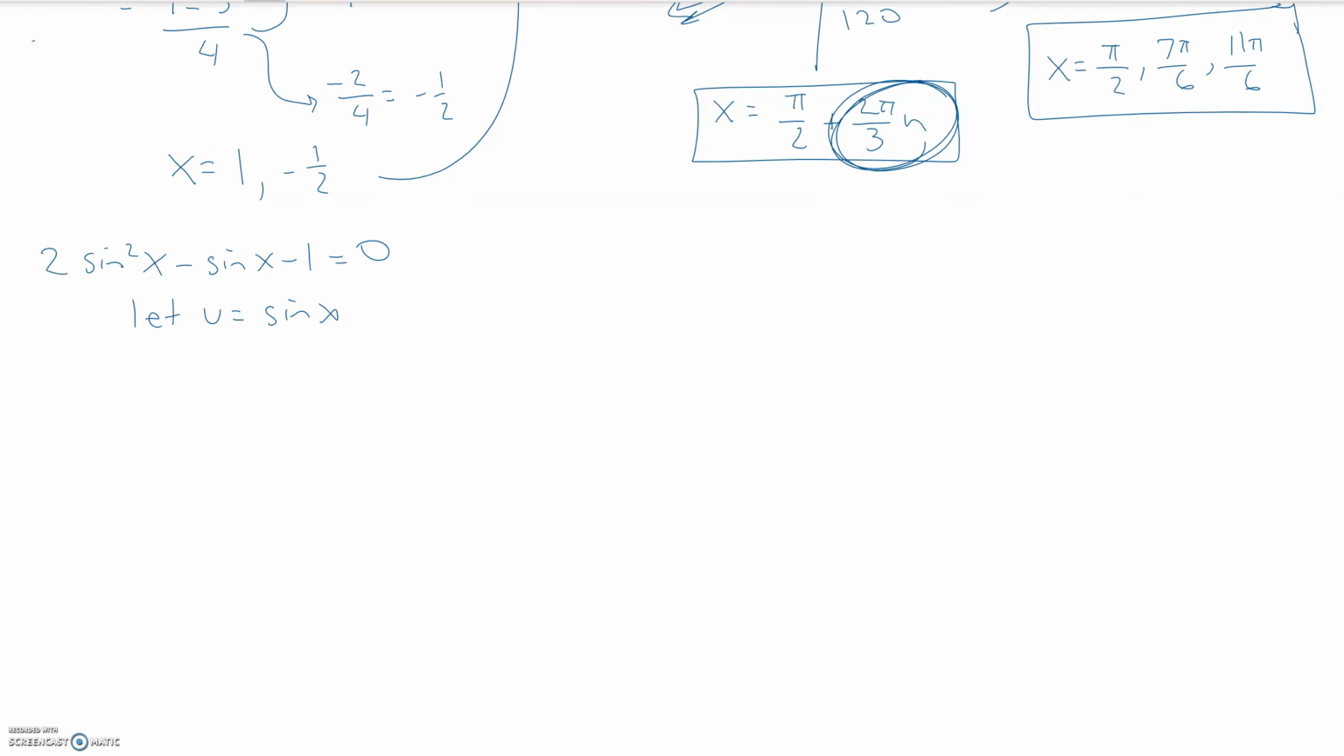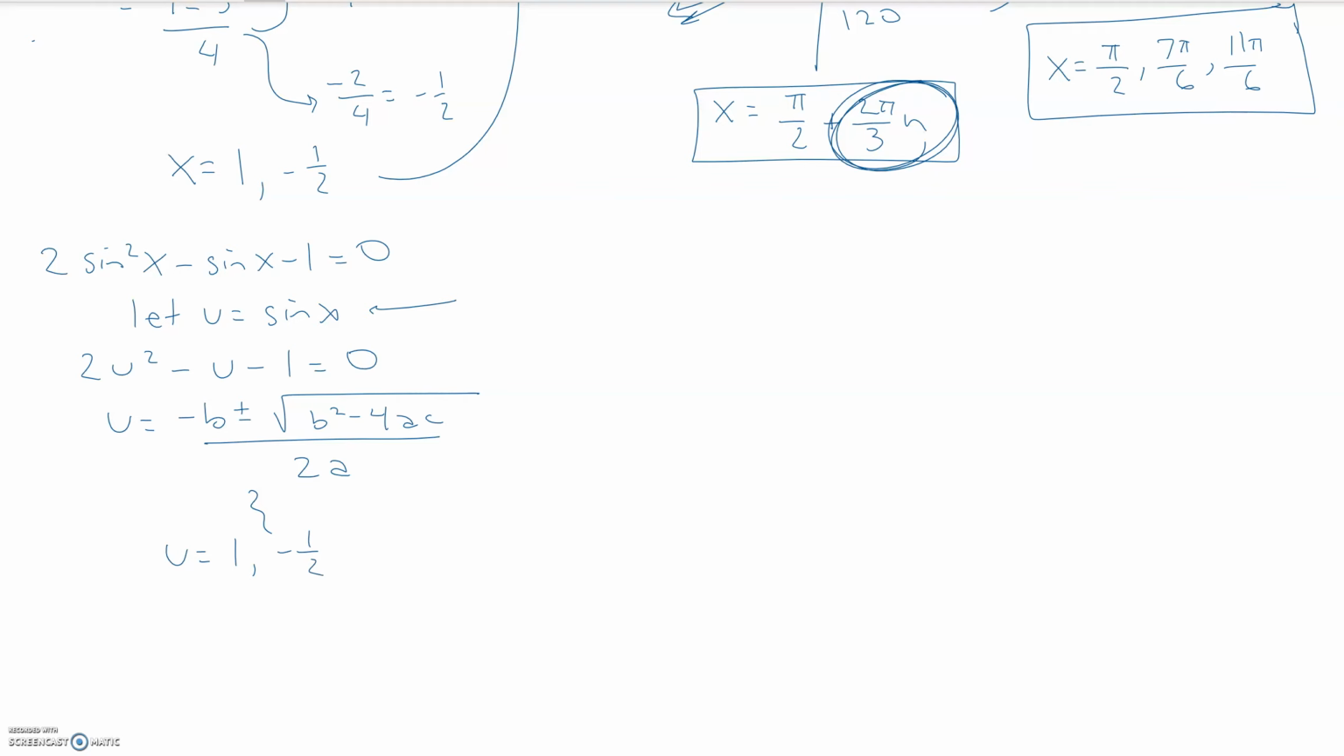But if we let u equal sine x, what we would have is 2u squared minus u minus 1 equals 0. So now our quadratic formula is going to be u equals negative b plus or minus the square root of b squared minus 4ac all over 2a. The math plays out the same, and we end up with u equals 1 and negative 1/2. We simply did the quadratic formula using the letter u instead of the letter x.